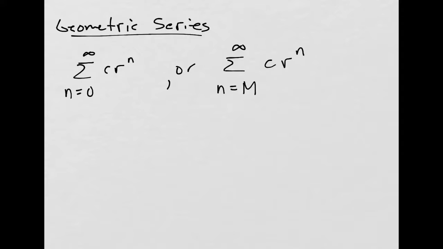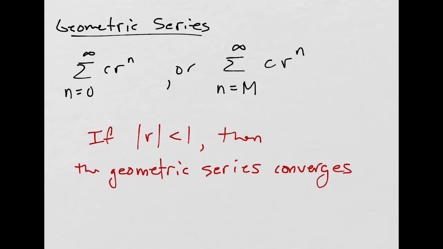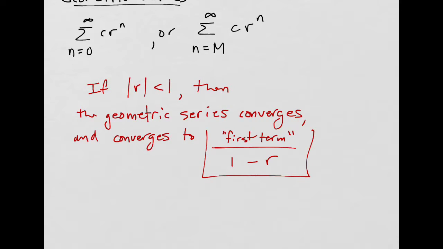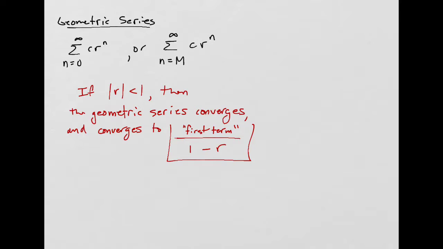So we can say, and we'll take a look after some examples, but if the absolute value of r is less than 1, then the geometric series converges, and it converges to this formula. The first term divided by 1 minus r.